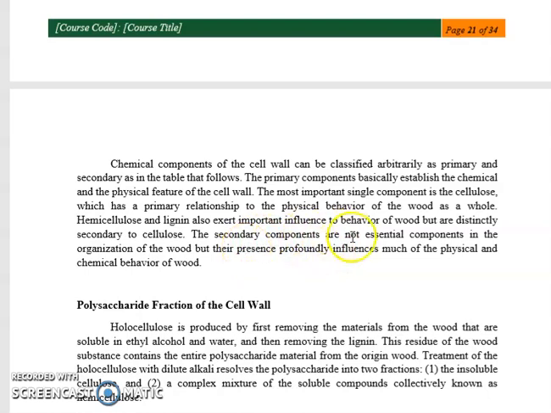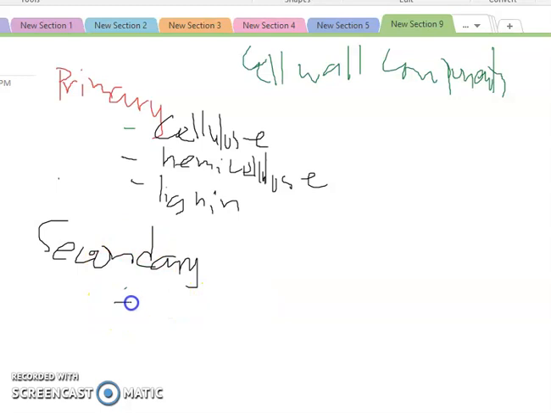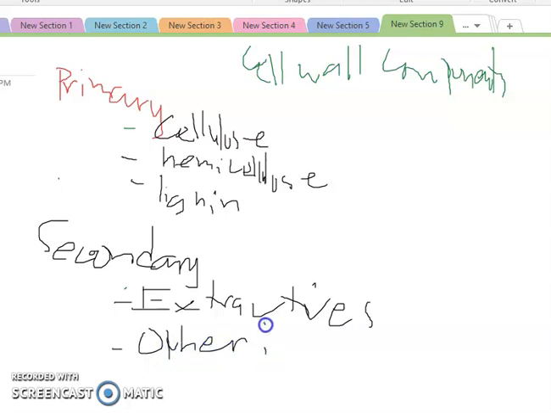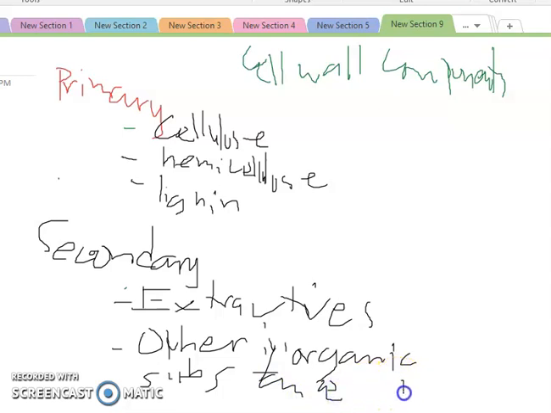Now, the secondary components are not essential components in the organization of the wood, but their presence profoundly influences much of the physical and chemical behavior of wood. The secondary components include extractives and other inorganic substances in wood. They are not essential.